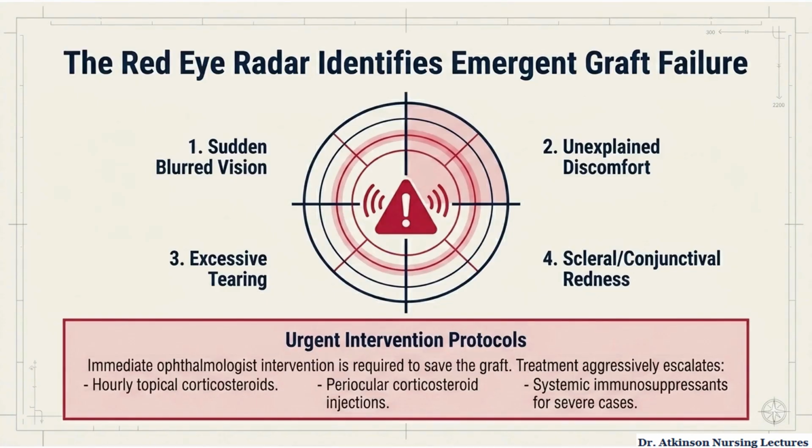These are the major warning signs of possible graft rejection or graft failure: sudden blurred vision, unexplained discomfort, excessive tearing, and scleral redness all require urgent ophthalmology evaluation. Treatment escalates quickly with intensive topical corticosteroids, periocular steroid injections, and sometimes systemic immunosuppressants. High-yield point: early recognition and rapid intervention are critical to saving the graft.